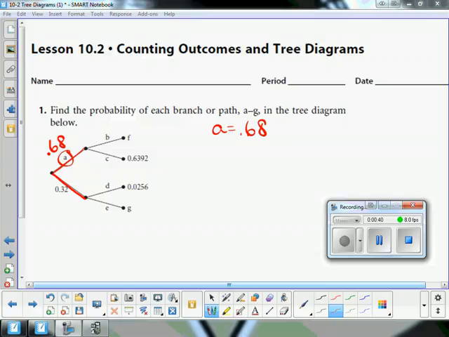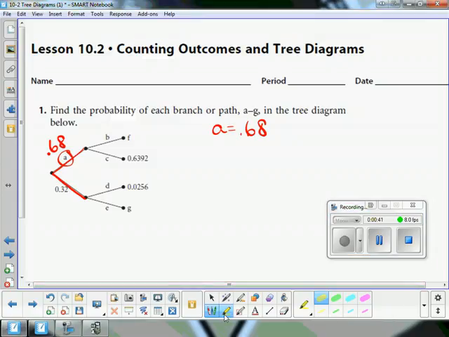And here's why. If you were following the yellow path here, down and then up, the probability along that yellow path should be multiplied. The two probabilities, 0.32 and D, should be multiplied to produce 0.0256. To get to the end of any path on a tree diagram, you multiply the probabilities along the way. So if you're missing one of the branches, you'll have to divide both sides by 0.32.